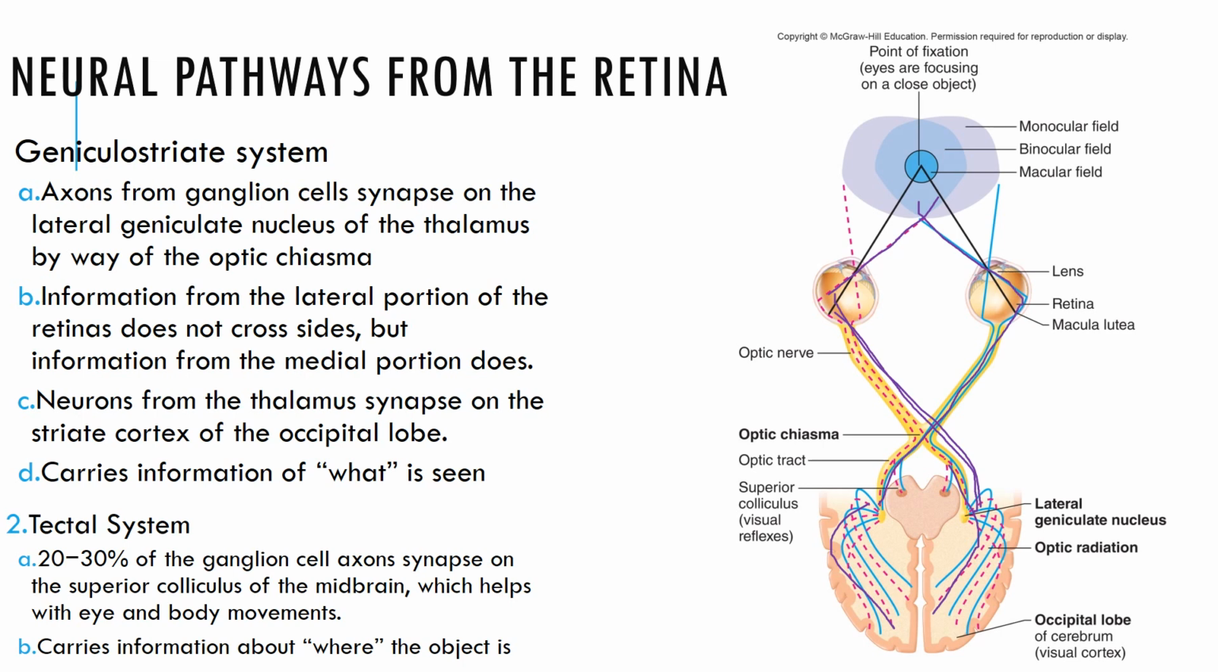The tectal system has about 20 to 30% of the ganglion cells synapsing on the superior colliculus of the midbrain, which helps with coordination of eye and body movements. This helps us localize where the information is coming to or from.